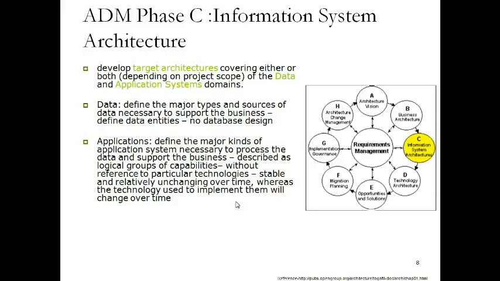We also look at applications. We define the major kinds of application systems necessary to process the data and support the business. We describe them as logical groups of capabilities without reference to particular technologies. So we don't talk about technologies in this phase. We only want to figure out what capabilities in terms of applications we require in order to deliver the business services promised in step B.